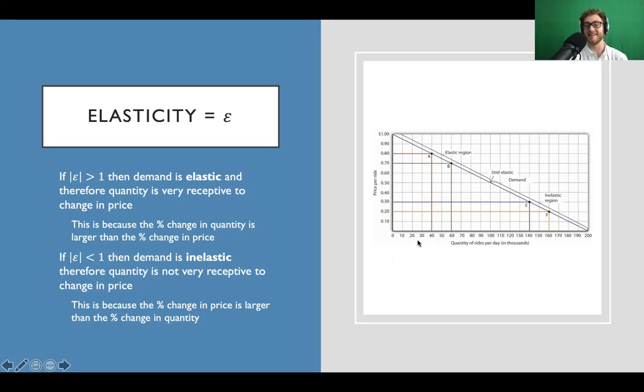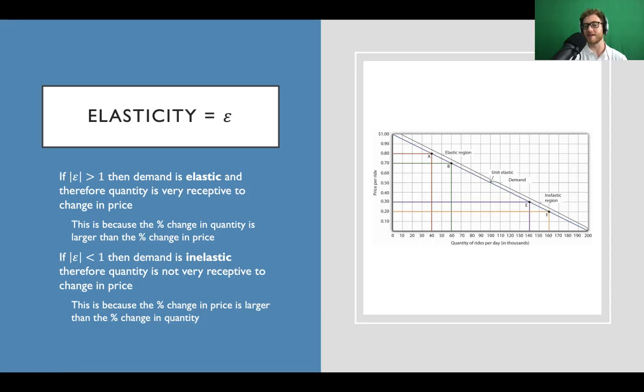If the absolute value of your elasticity is less than 1, then your demand is inelastic. Therefore, the quantity is not very receptive to a change in price. And really quick, for the people that are paying attention, if the absolute value of your elasticity is less than 1, it's also always going to be greater than 0. If it were negative, it would go through the absolute value function and become positive. So you're going to have an absolute value between 0 and 1 on that elasticity.